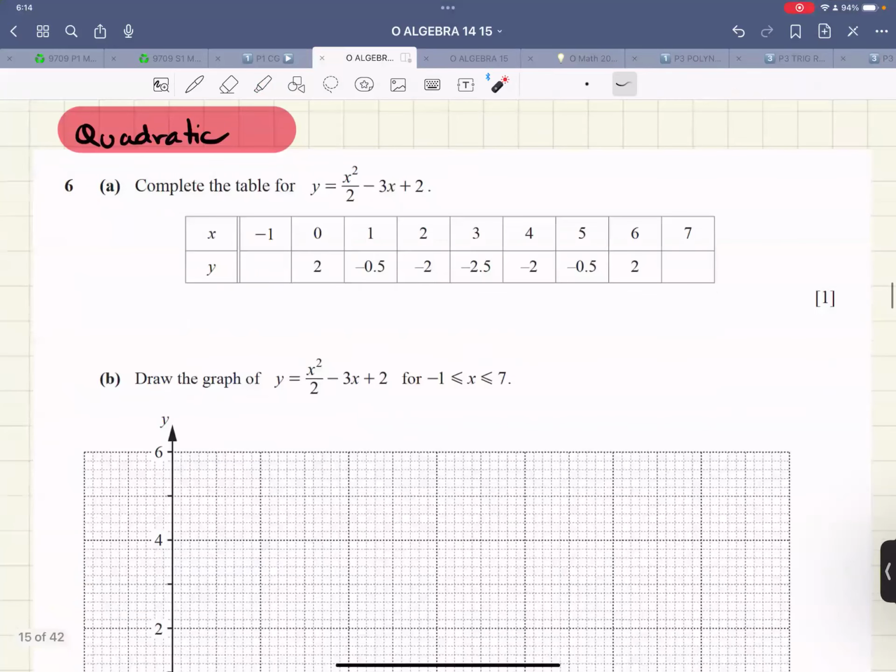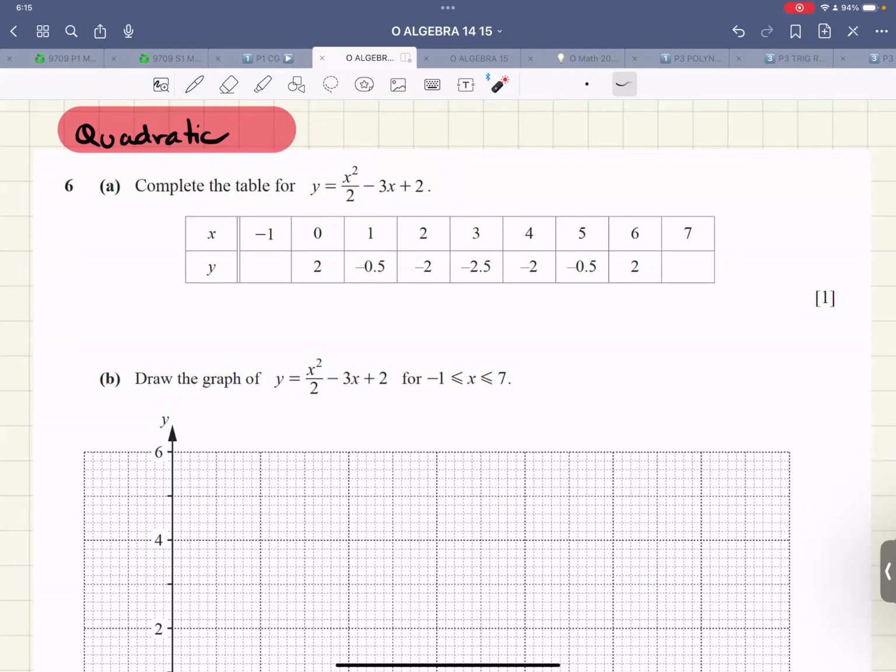Now let's look at this question. The question says, complete the table for y equals x squared over 2 minus 3x plus 2. First of all, yes, we are doing the plotting, but we should have a pretty good idea of what kind of graph it will look like. The highest power is x squared, so therefore it's a quadratic graph.